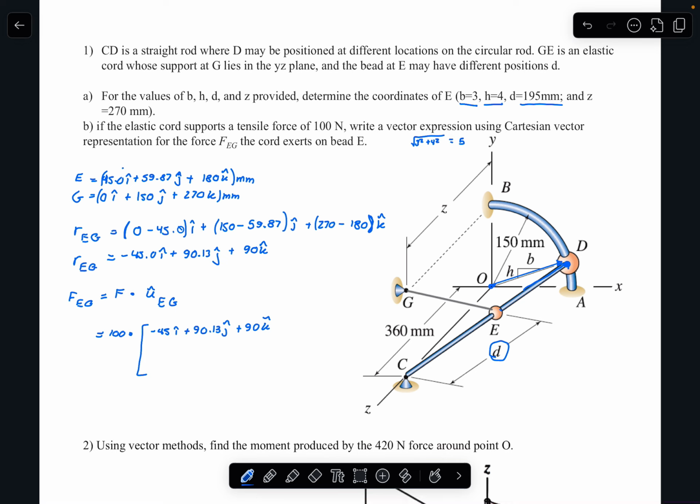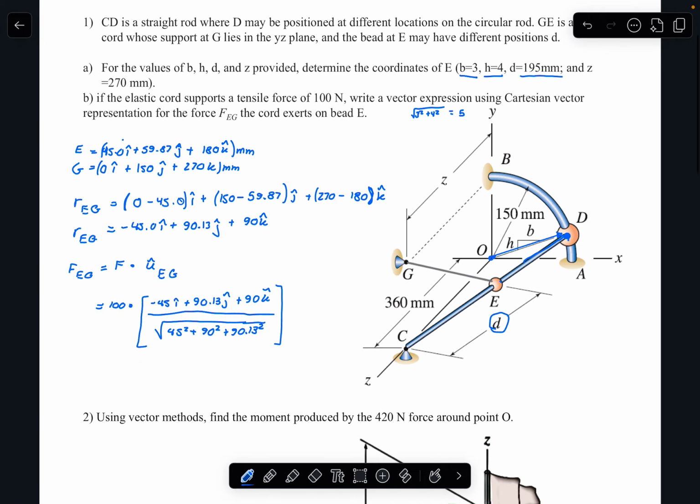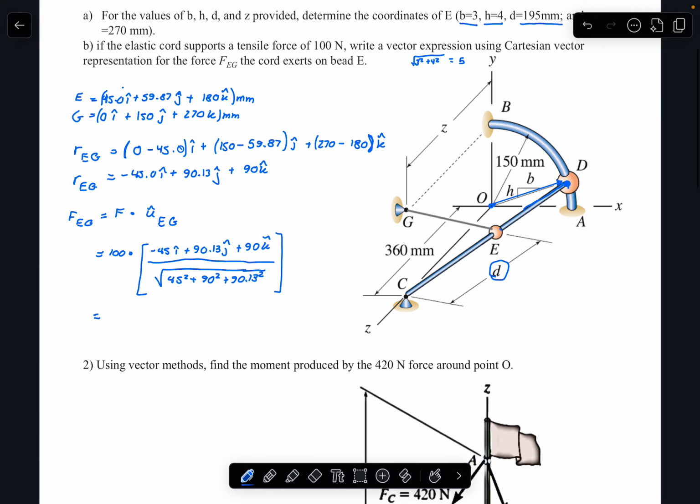Now we are going to divide it by the square root of 45 squared plus 90 squared plus 90.13 squared. My apologies, j hat and k hat in this situation, I flipped them. Now, 45 squared plus 90 squared plus 90.13 squared. Square root all of the answer. You're going to get 135.